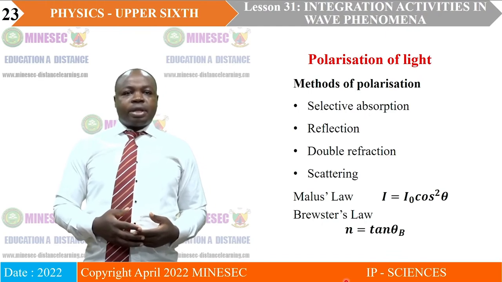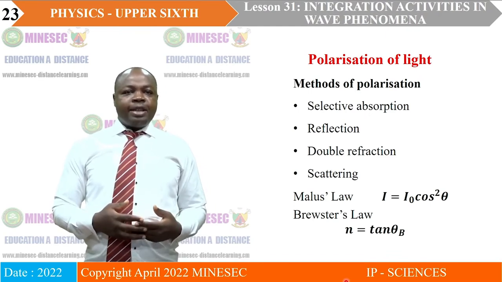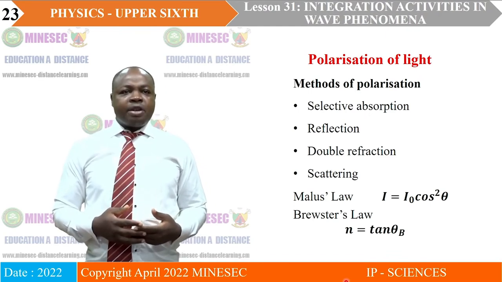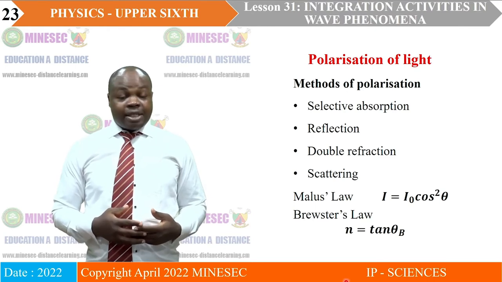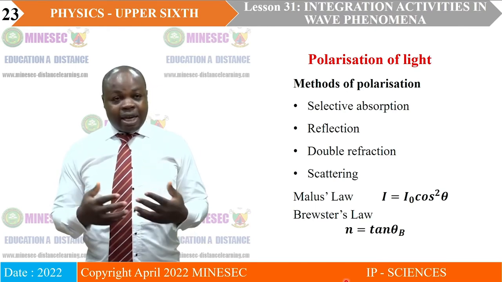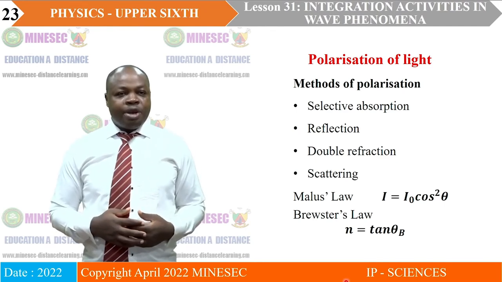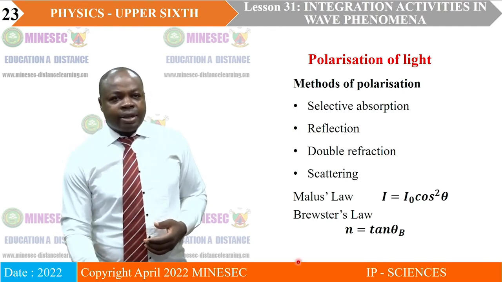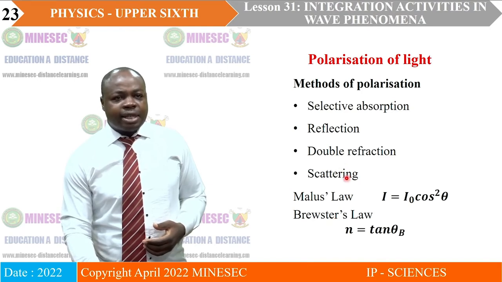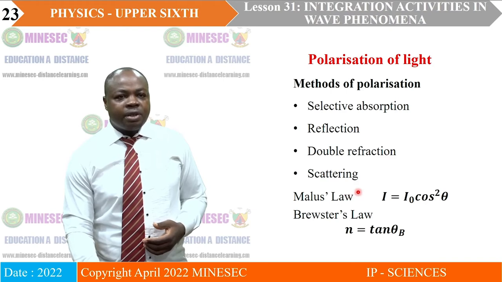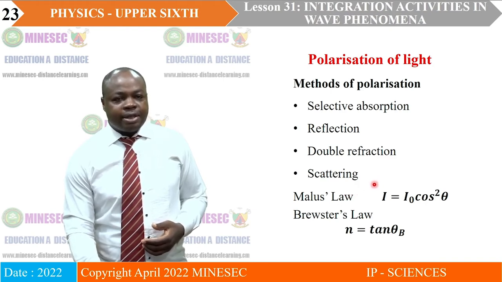Polarization is the selective absorption of light when it passes through a medium. The following methods are used: selective absorption, reflection, double refraction, and scattering.